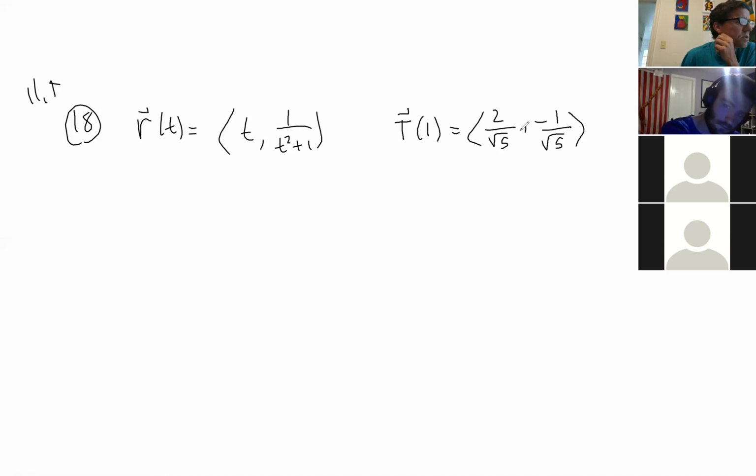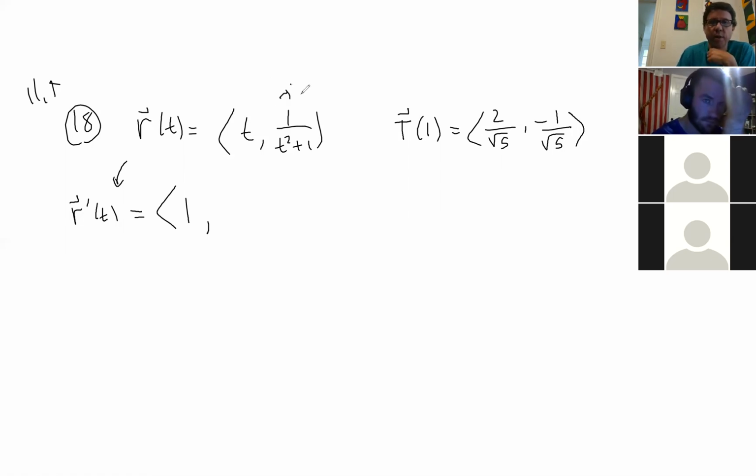Confirm that T is as stated. All right, well, it's good practice anyway. I have to find r prime, and then I have to find the length of that, and then I have to divide, and that will give me T. So if we want to go through this, might as well. So I have to take the derivative of t. That's 1. That's not too bad. Take the derivative of the second part. So I guess we're going to use a quotient rule. Maybe I can rewrite this as t squared plus 1 to the minus 1 and take the derivative of that using the chain rule.